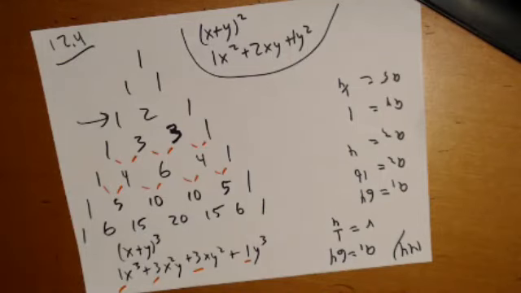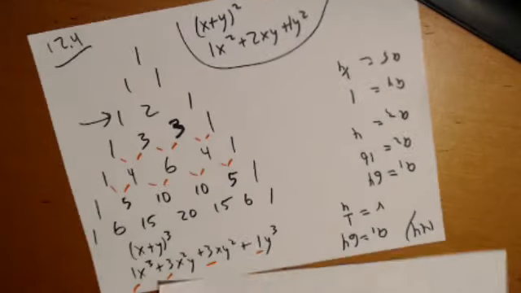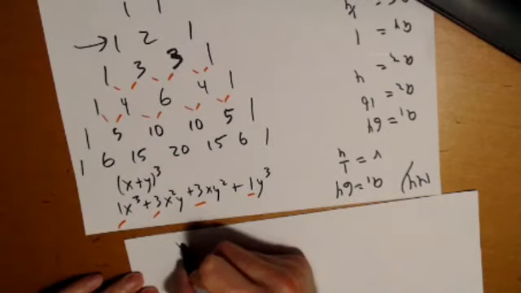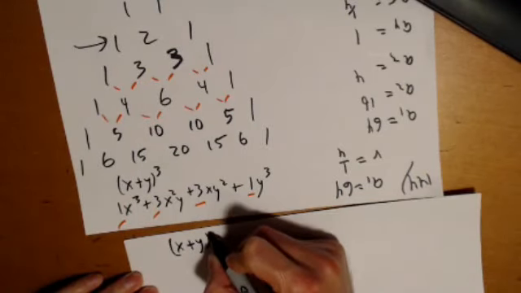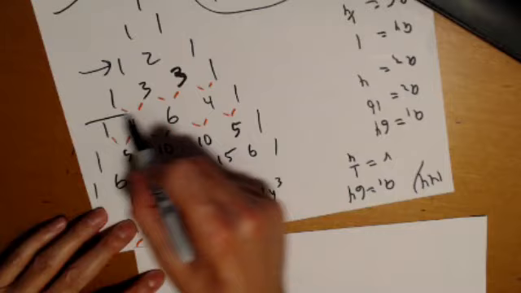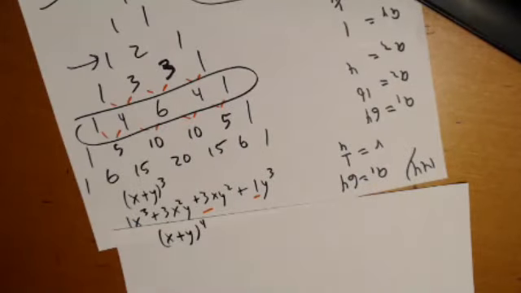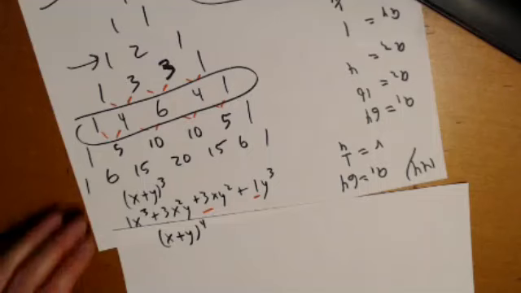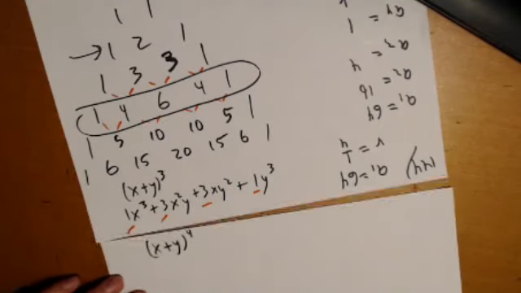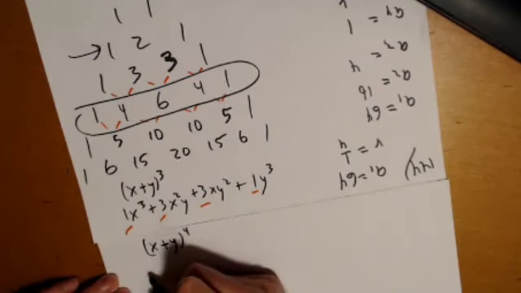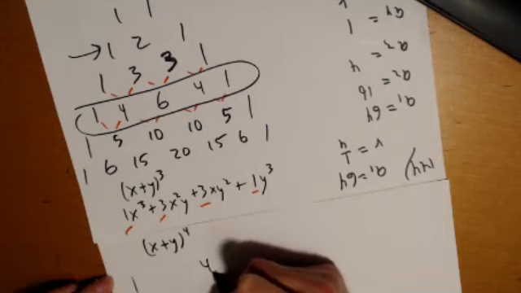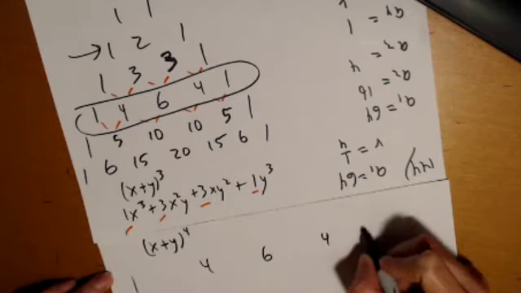So now I am going to do, why don't you try this? X plus y to the 4th, because we know it's got to be using that, right? 1, 4, 6, 4, 1. Okay, so we have x plus y to the 4th. That's going to be, so 1, 4, 6, 4, 1.